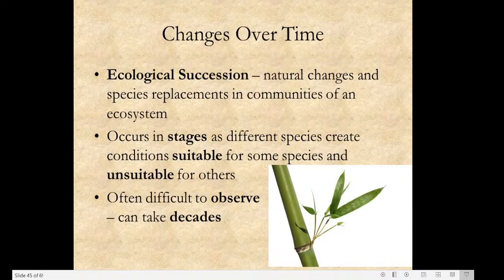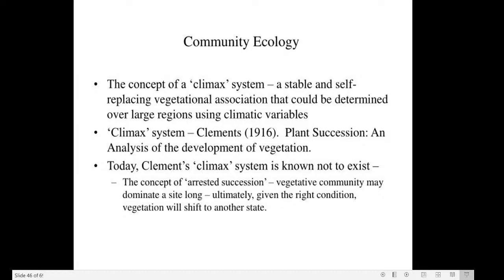It's an observation of the changes over time. The ecological succession rate is observed, and it can take a minimum of one decade for observation. In community ecology, the climax system was explained by Clements in 1916, in the paper titled Plant Succession: An Analysis of the Development of Vegetation. It's one important thing in every ecosystem. In every system, the final climax plant is important, as is the initial pioneer species.